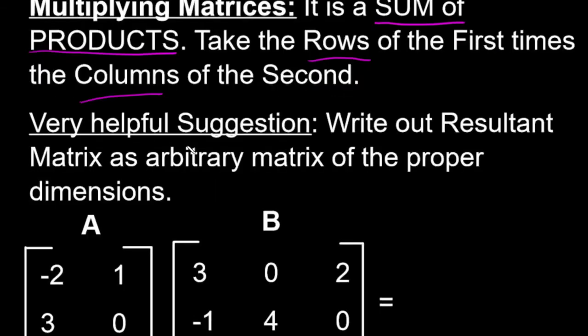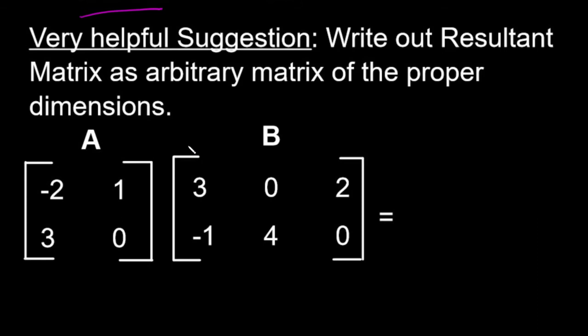Now, this very helpful suggestion is my biggest piece of advice for students who are doing matrix multiplication. Write out the resultant matrix as an arbitrary matrix of the proper dimension. So, A is a 2 by 2, 2 rows, 2 columns. B is a 2 by 3, 2 rows, 3 columns. So if you check the inside numbers, they are the same, so you can multiply them. And the outside numbers are the dimensions of the answer, which would be a 2 by 3.